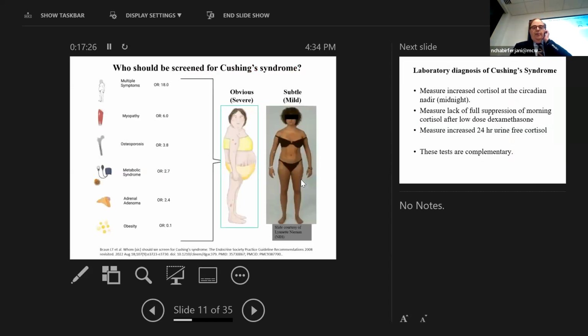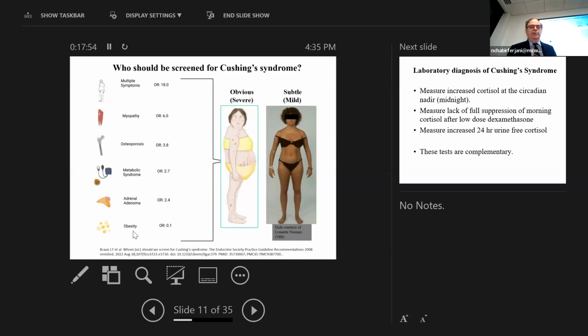So who should be screened? Well, these are the obvious cases. Unfortunately, well, fortunately, I guess, those are fairly rare. But there are milder cases. I mean, here's a woman with hypertension and new onset of type 2 diabetes. Certainly doesn't look very Cushingoid. So what other things may provoke screening? Well, we know patients who have myopathy, osteoporosis, the odds ratio goes up dramatically, and obviously patients with adrenal adenomas.